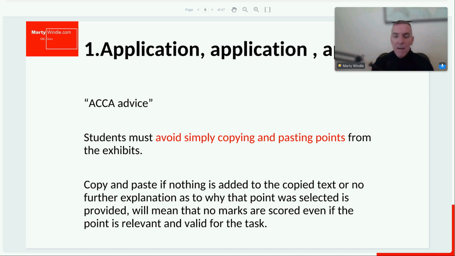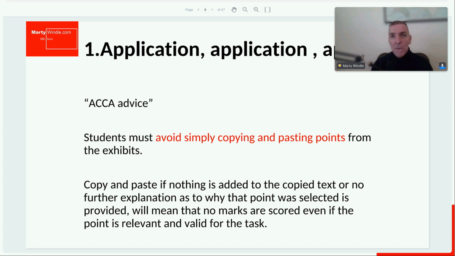So I'd be very careful in the exam about copying and pasting exhibits. Some students just copy bits out of the case study and then paste it into their answer. If you're just copying and pasting and doing nothing else, it's not going to get you any marks in the examination. Students still do it. It makes the answer look longer, but copy and paste without adding any value will not get you any marks. So copy and paste is an absolute no-no for me.